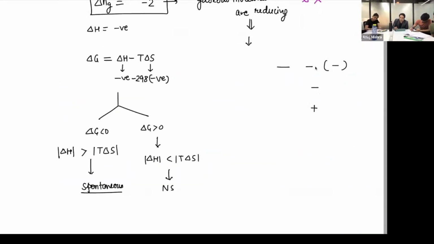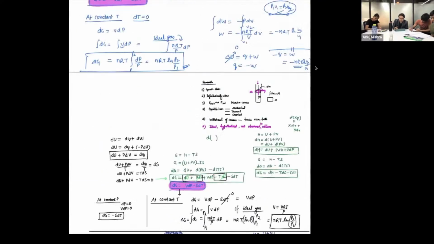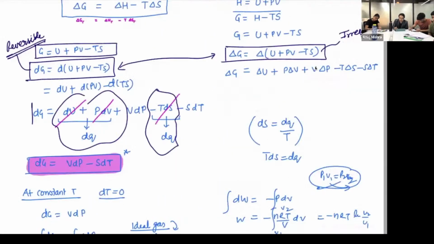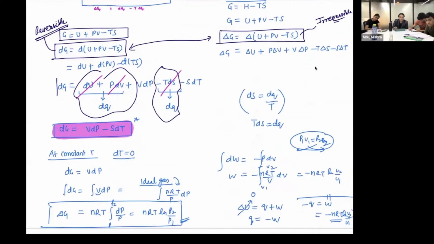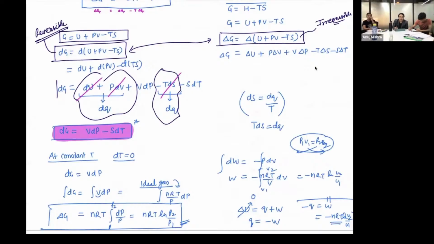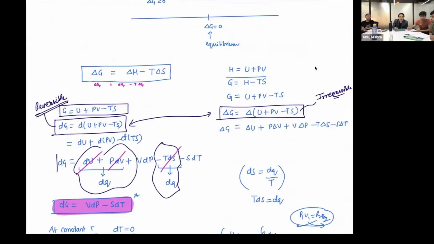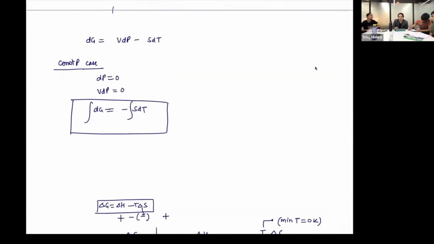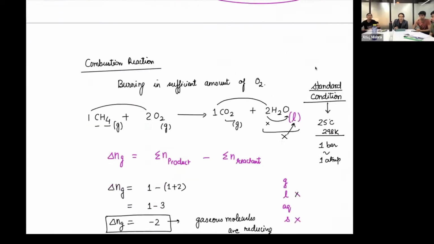Okay, and what had we done? We did this, we had finished all this. G is H minus TS, H is U plus PV and all this. Okay, then today will be your last class. Nothing after this. Today will be the last.